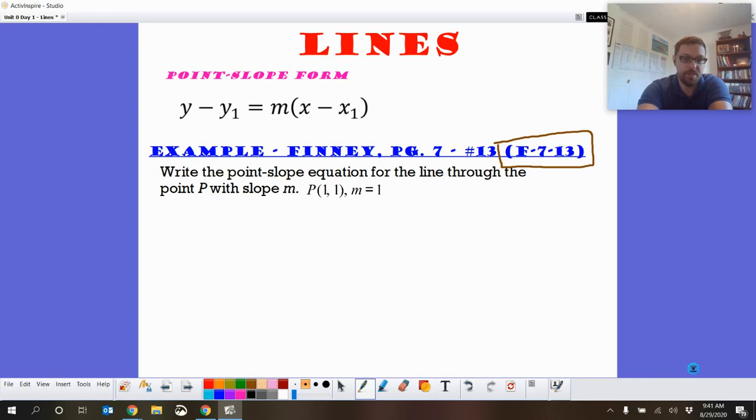We've got our basic stuff. This y is always going to be a y. I'll leave a little space for my y1 and my m. We're going to take our point P, that's (1, 1). We're going to put them into the x and the y spots. And then our slope is also 1. So then that's done. We've got a point-slope equation for that line that goes through the point P and has a slope of m. That easy.